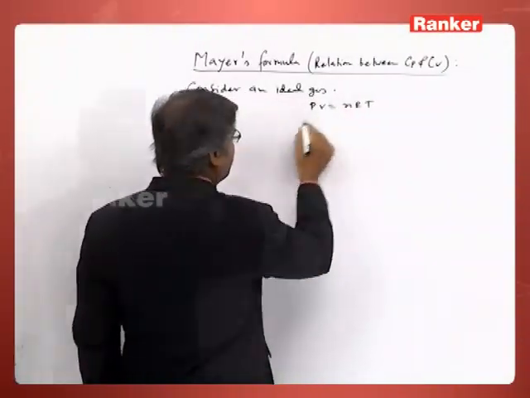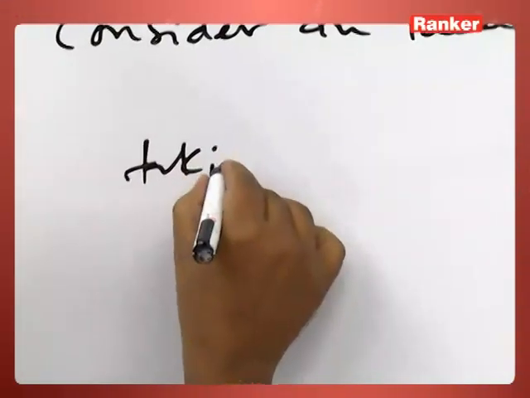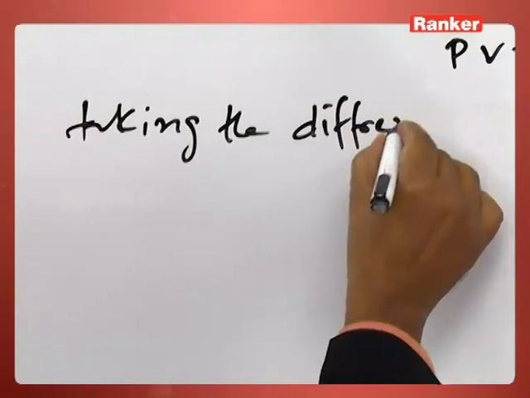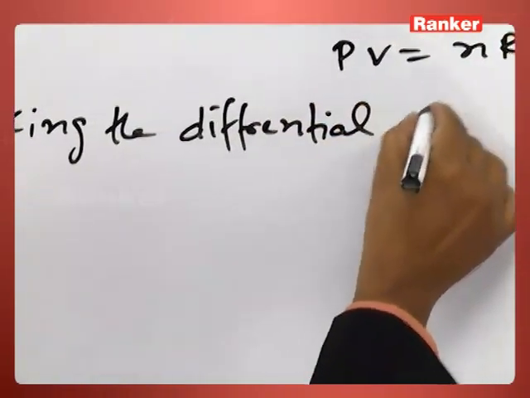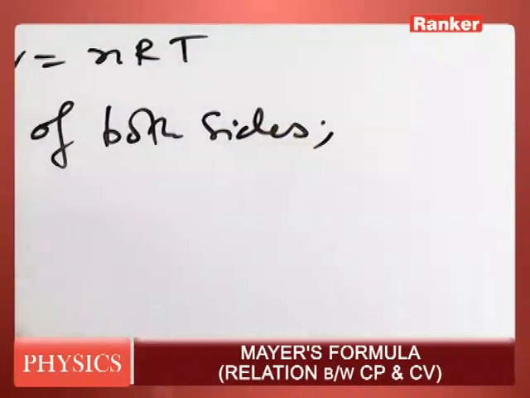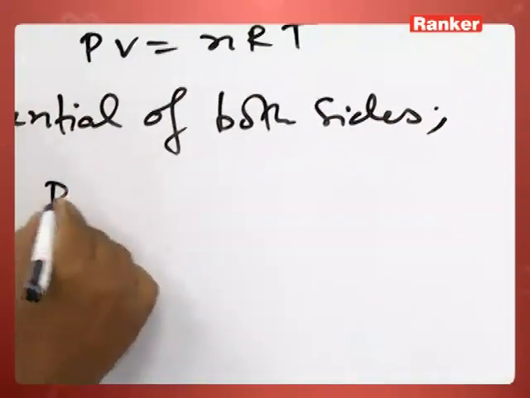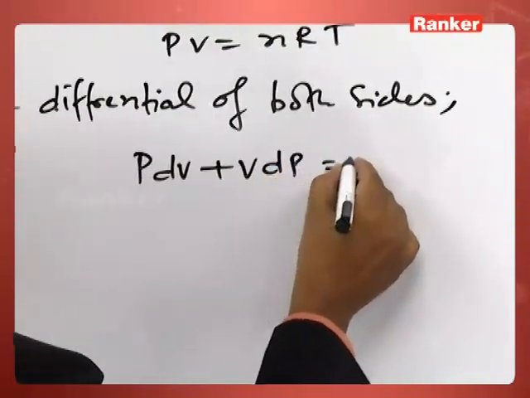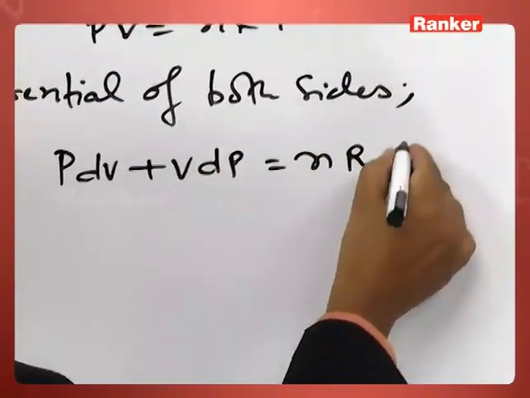So let us take the differential of both sides. So if I take it, I will get P dV + V dP = nR dT.